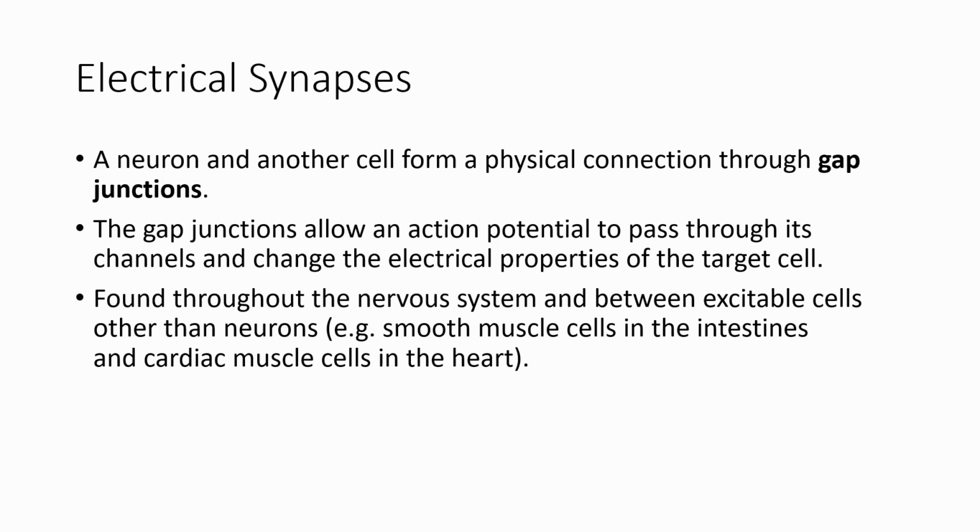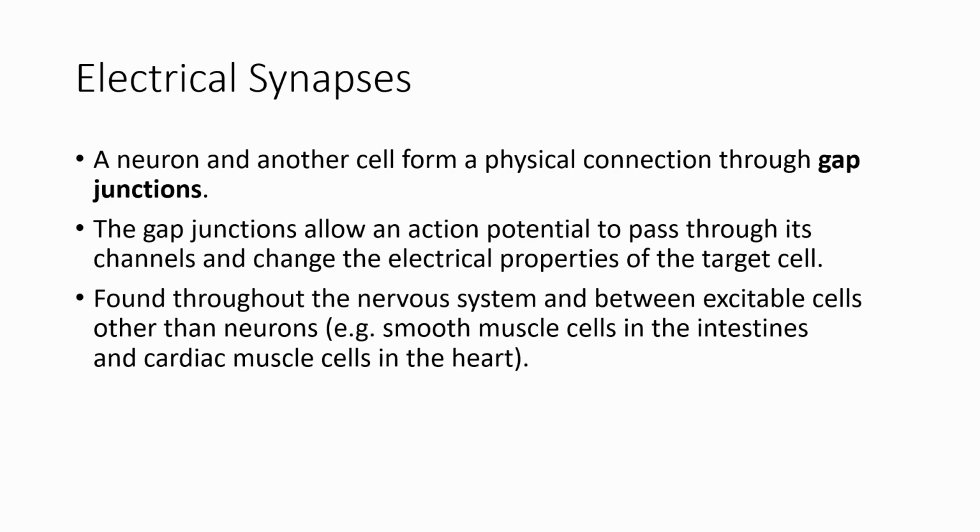So let's talk about the electrical synapses. This is where a neuron and some other cell are going to form a physical connection through a gap junction. A gap junction, we've seen that one before, right? That gap junction was one of the ways that we could connect one cell to another. This is going to allow an action potential to pass right through those channels. The electrical current is able to pass through to the target cell.